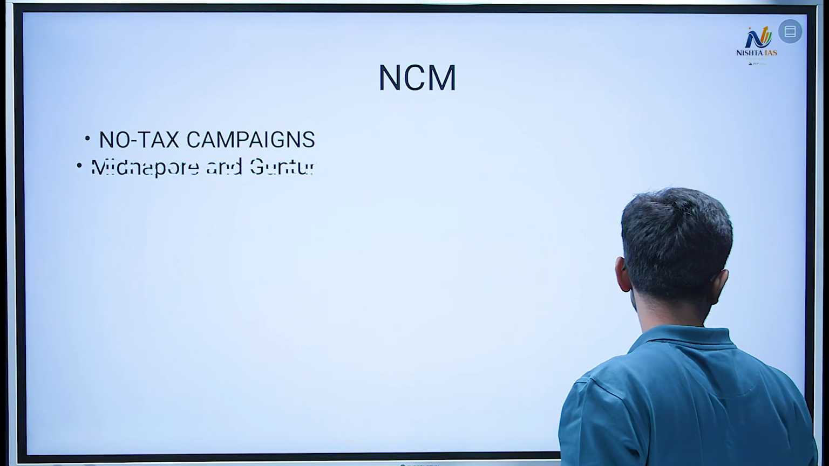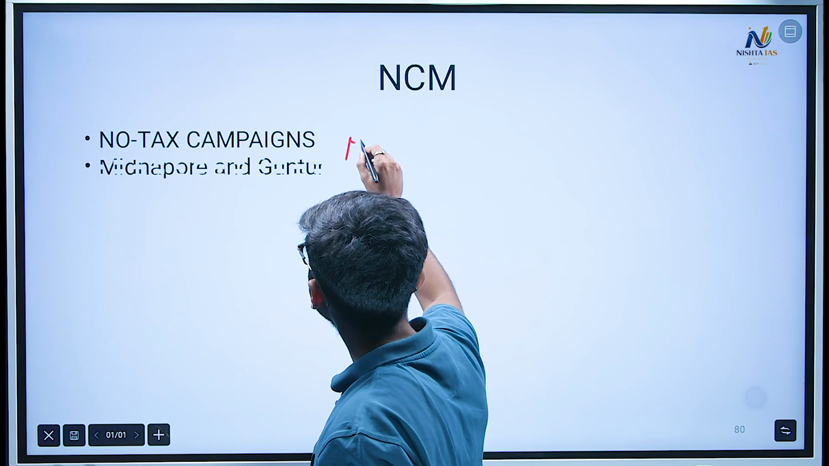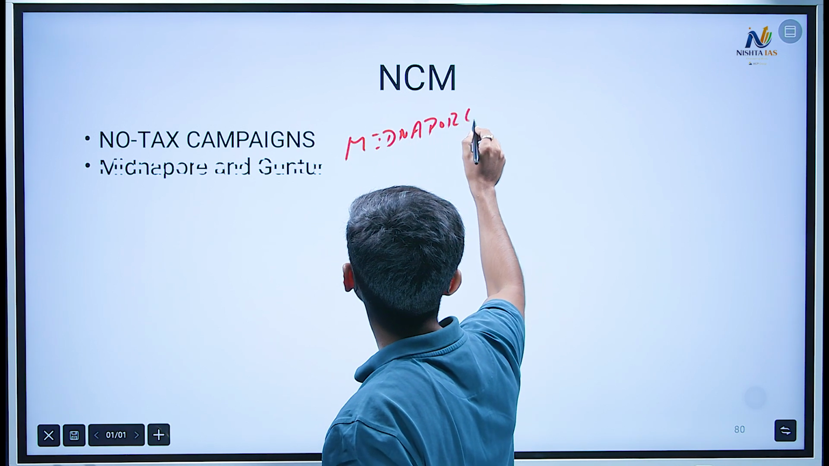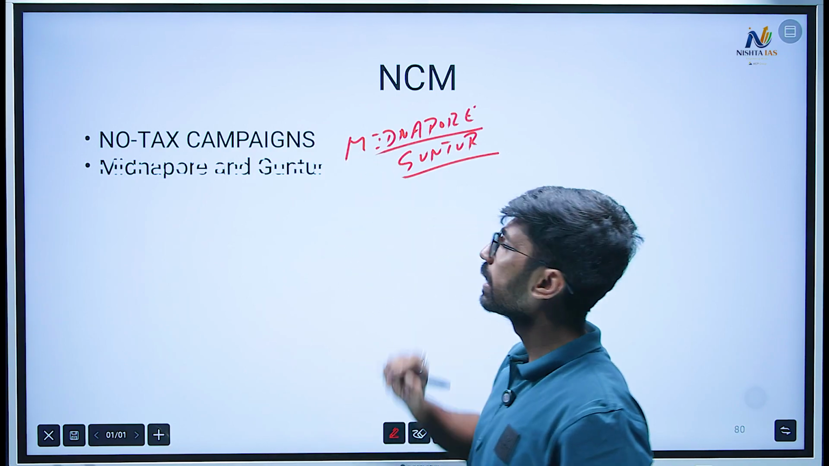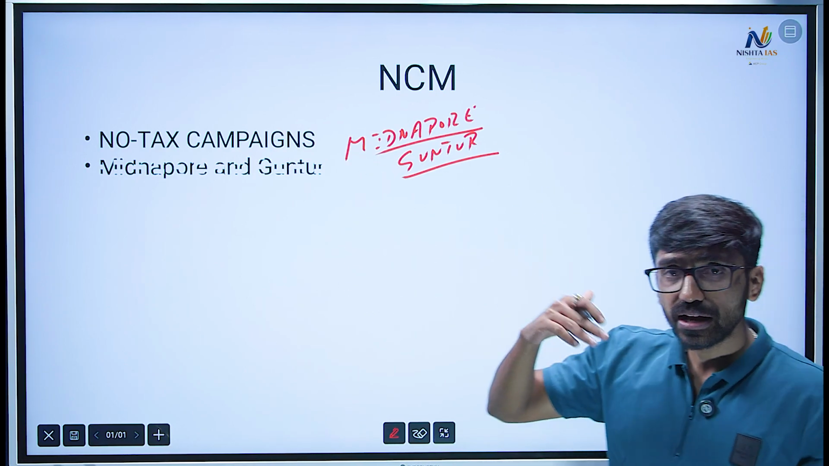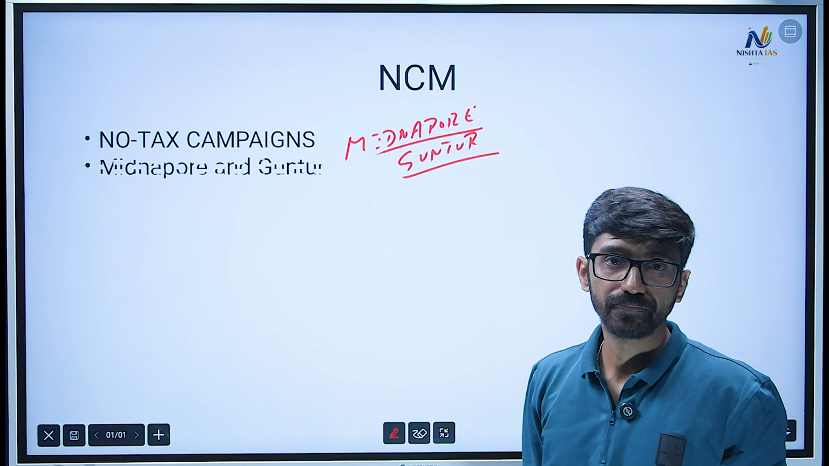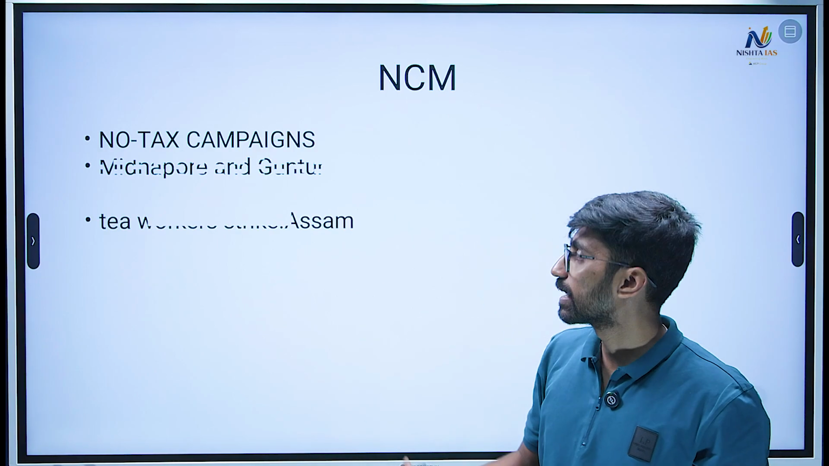Okay, I will write here. Okay, that is Midnapur, and Guntur. Midnapur in Bengal and Guntur in Andhra Pradesh we can talk about. People had already started a no tax campaign, saying that we are not going to pay any kind of taxes. That is civil disobedience. Even before civil disobedience could be launched, the no tax campaign started.